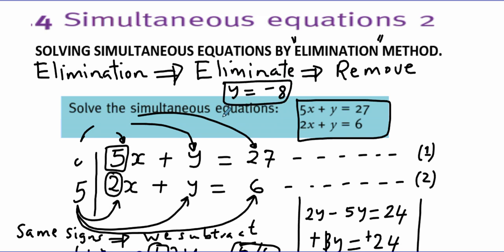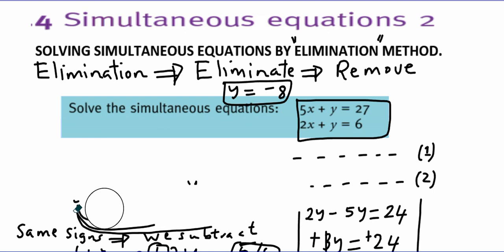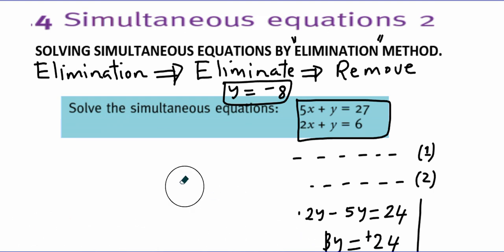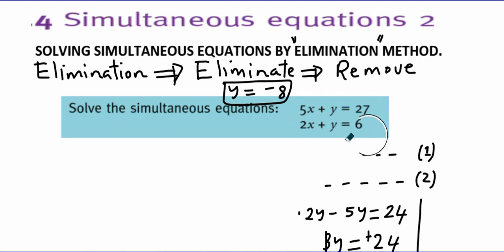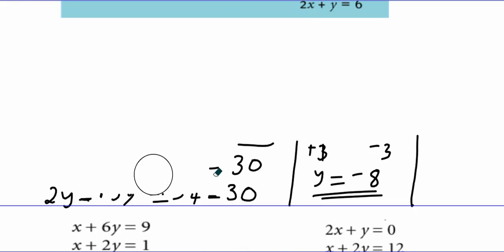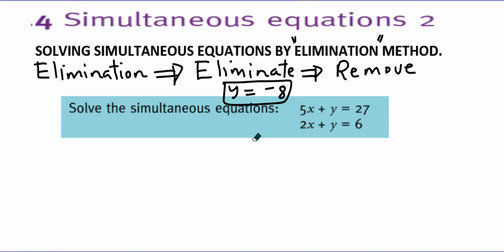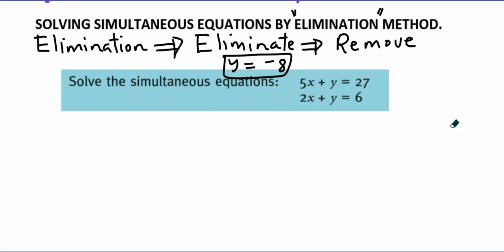Now, I want to continue with the same concept of eliminating one variable. Variable means a letter. So I want to continue with the same concept of removing one letter to get the other remaining letter. Otherwise, when you get the value of y here, you can substitute in any of these two equations and you get the value of x. But I don't want to do that.